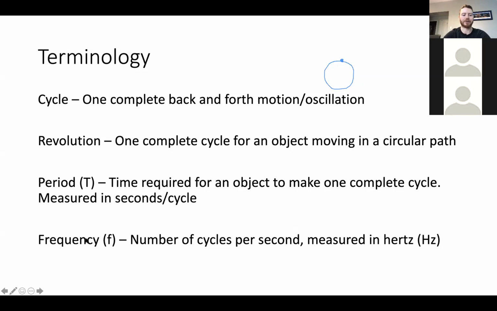Next and lastly, we have the frequency. This is the number of cycles per second, which is measured in hertz. You might also see it in revolutions per minute, which is going to be abbreviated as RPM, okay? We will get into converting RPMs to hertz a little bit later on.